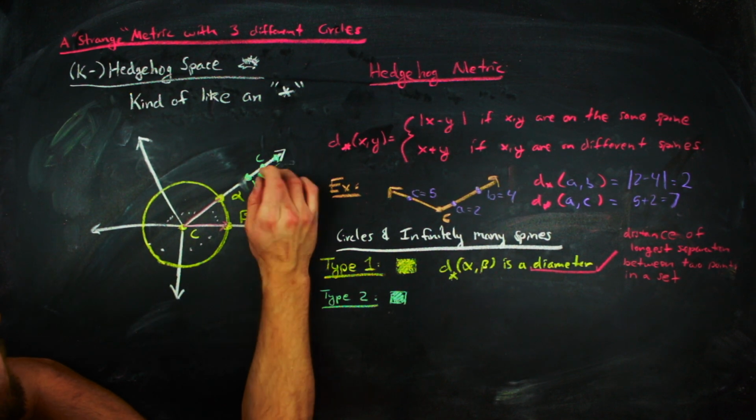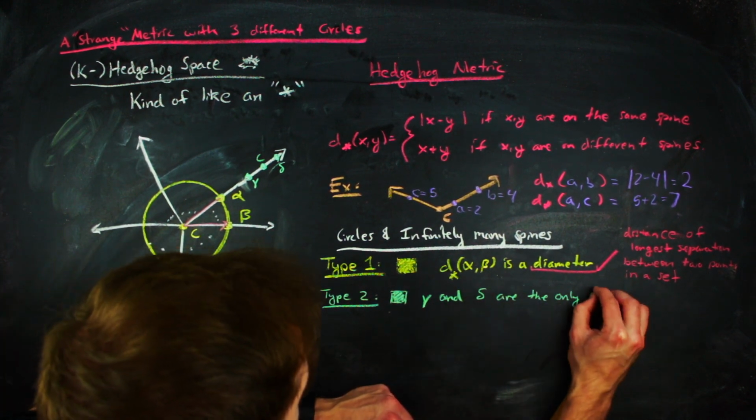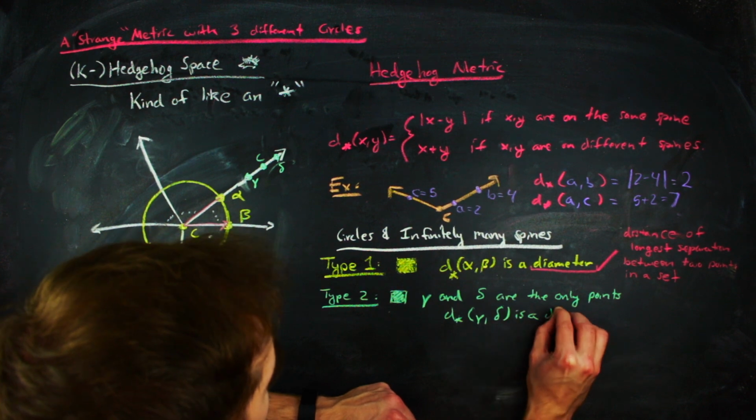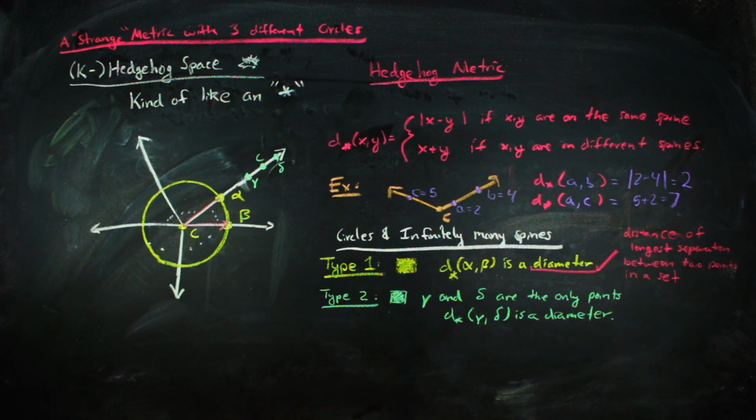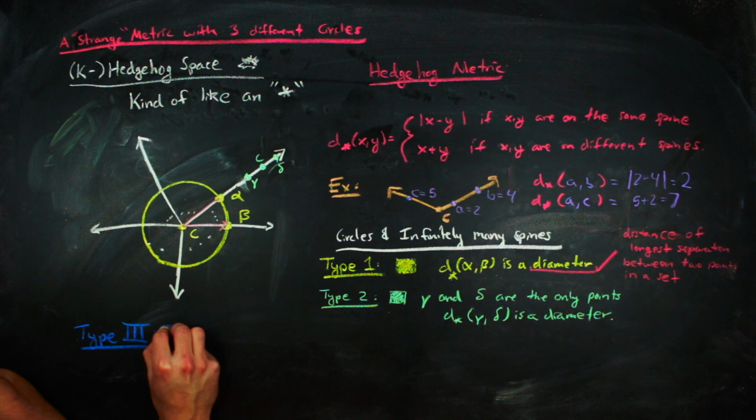This happens when the center of our circle is far enough away from the center of the hedgehog space, such that the radius is small enough that you can't make it back to the center of the hedgehog space. And then we have the last case, which is arguably the weirdest.